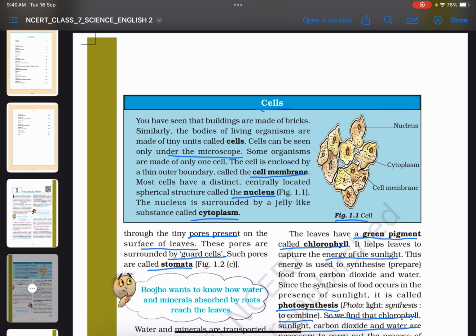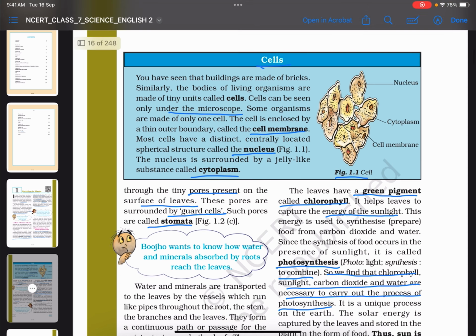What are cells? You have seen that buildings are made of bricks. Similarly, the bodies of living organisms are made of tiny units called cells. Cells can be seen only under the microscope. Some organisms are made of only one cell. The cell is enclosed by a thin outer boundary called the cell membrane. Most cells have a distinct centrally located spherical structure called the nucleus. As you can see in figure 1.1, the nucleus is surrounded by a gel-like substance called cytoplasm.